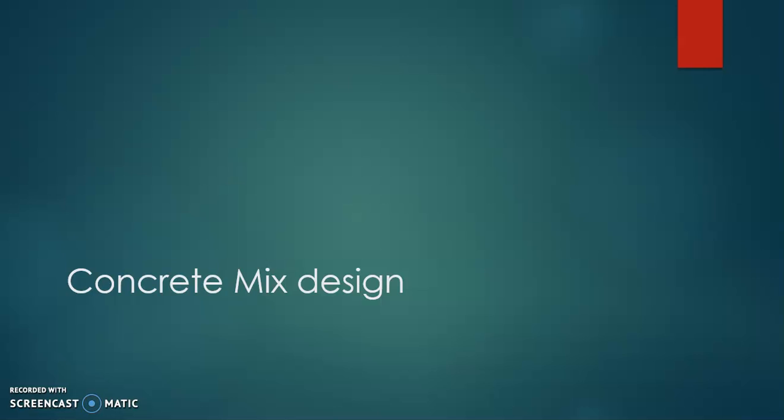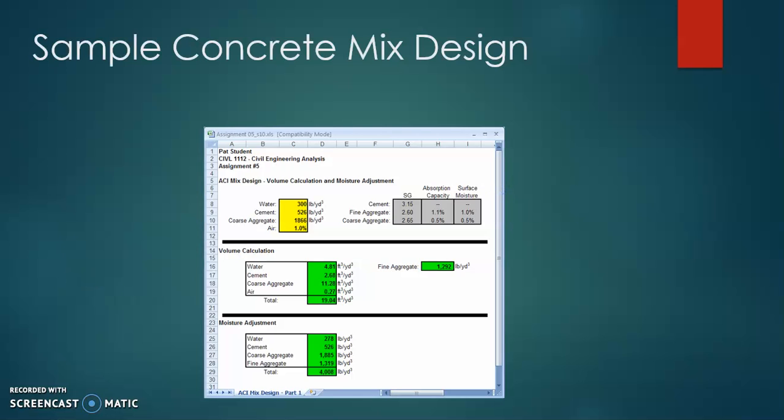Let's talk about the concrete mix design. Here's a sample concrete mix design. There's 300 pounds of water, 526 pounds of cement, 1,866 pounds of coarse aggregate. This is showing 1% air, which we'll talk about in a minute, and 1,292 pounds of fine aggregate.